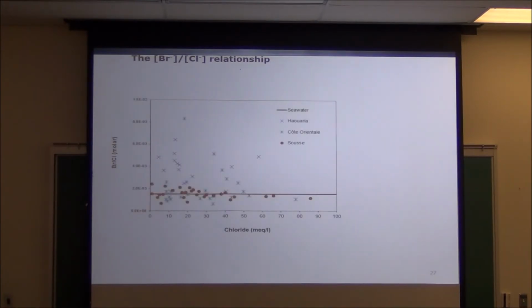The bromide-chloride relationship is one of the better relationships to estimate the seawater intrusion, since bromide and chloride are considered conservative elements, since their residence time in the oceans is very long, and they are considered a distinctive geochemical fingerprint for this seawater intrusion.